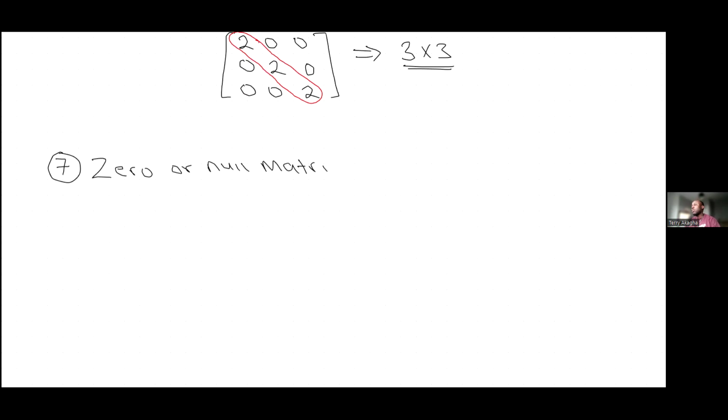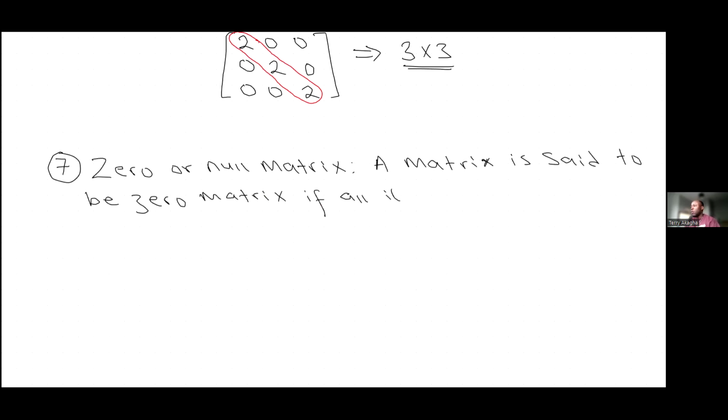So basically, a matrix is said to be a 0 matrix, or you can call it a null matrix, depending on which you're comfortable with. It can be said to be a 0 or null matrix if all its elements are what? 0.